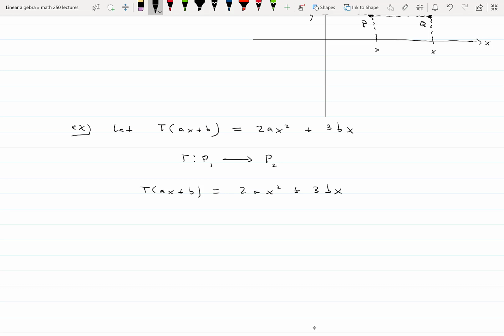T doesn't take real numbers into real numbers. It's taking entire polynomials and turning them into other polynomials. So T is taking x and turning it into what? What's T of x? Well, T of x I obtain by letting A equal 1, and B equal 0.